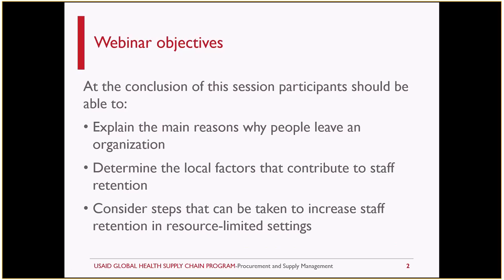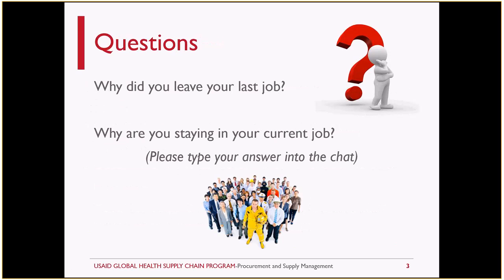One of the first things to think about is why did you leave your last job? Why are you staying in your current job? As you reflect on the answers that you're providing, you will appreciate that there is a great diversity in relation to why people move between organizations, but a lot of commonality, and it might not be what you think.